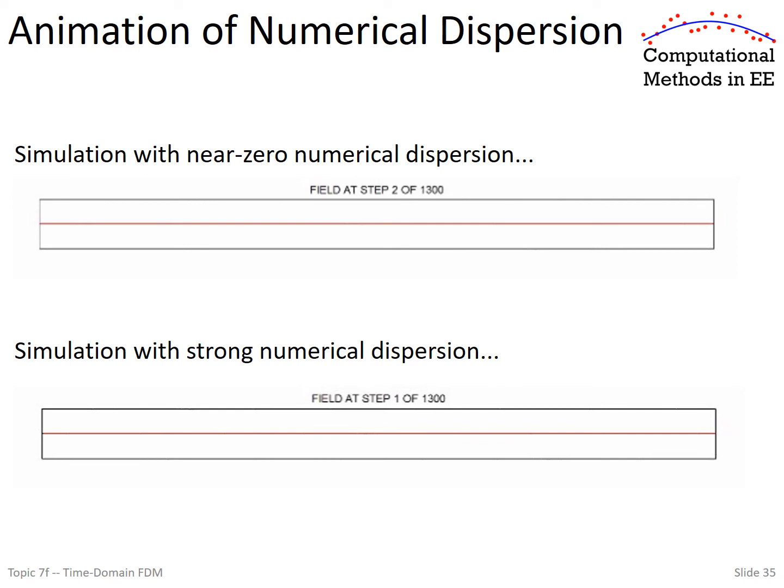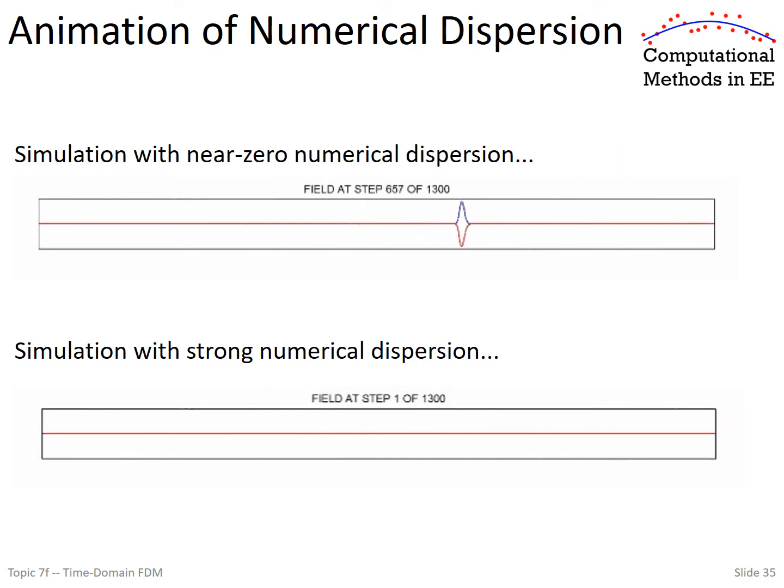So this is something that can happen called numerical dispersion. So let's look at this first animation on the top. So here's what we want to happen. We want to inject a source, and we want to watch that source propagate all the way across. And those pulses always stay those pulses. That's what should happen.